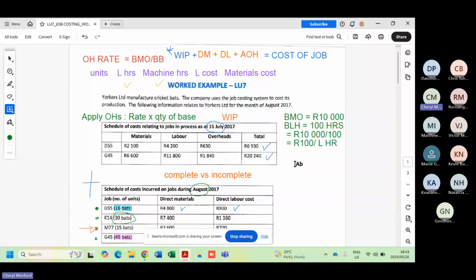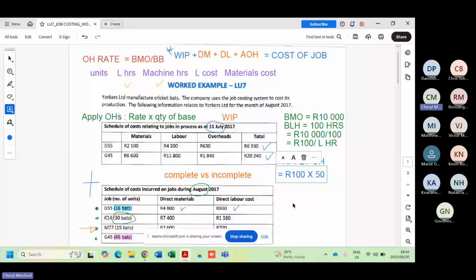If it was on the basis of machine hours, you would do the same. And then how would you go and do the next step? Seeing as I started, let me just finish. The next thing we have to do is apply the overheads. And how are we going to do that? Remember, it's going to be the rate, which in this case is 100 Rand. Then we would go to each of the jobs and see how many labor hours were used in each of the jobs. So let's say the first one is 50. We will do that.